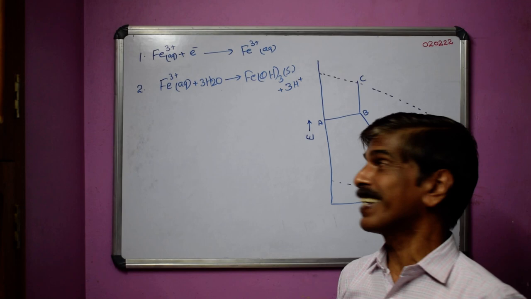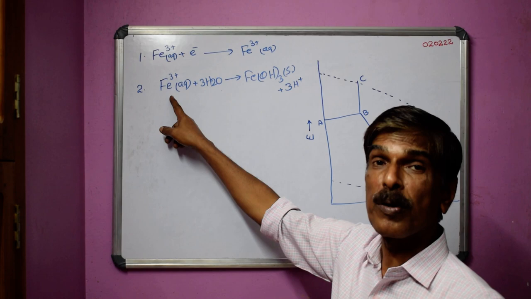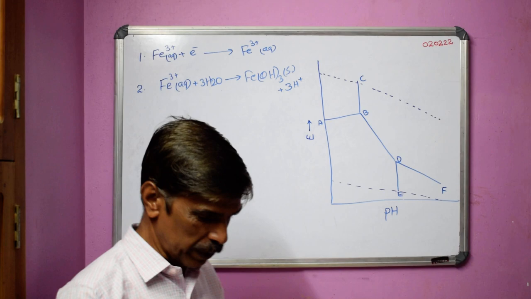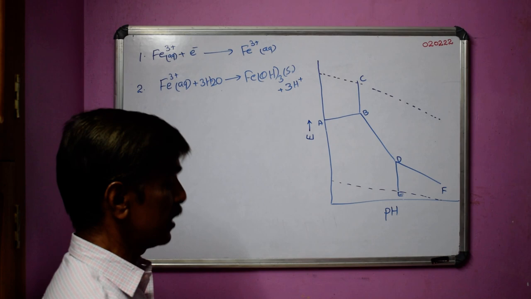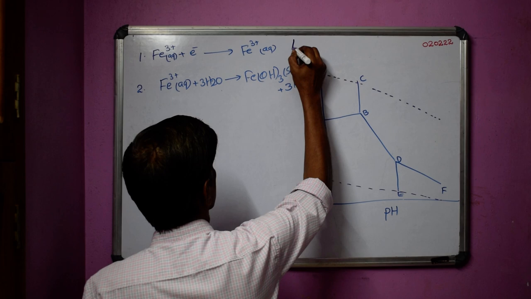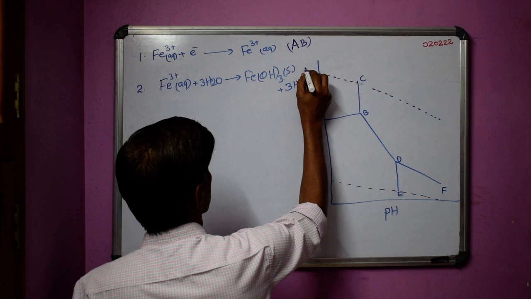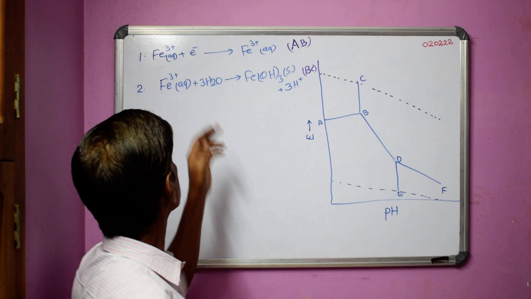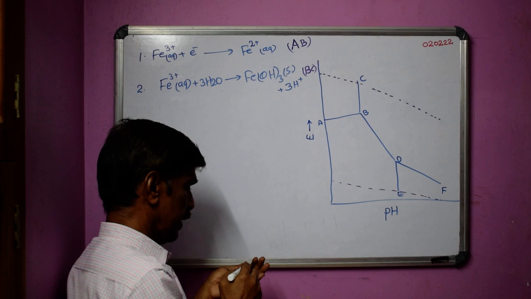That reaction again we can see that it does not involve electrons, so it is not a redox reaction since the oxidation state of iron is plus 3 here. Here also it is plus 3, it is not a redox reaction, but it involves H plus ions in the equation and it is dependent on pH but independent of the potential, so it is parallel to the potential axis, that is line BC represents this. And line AB, what does it mean? It does not represent a reaction; the line AB is the border line between Fe3+ and Fe2+.